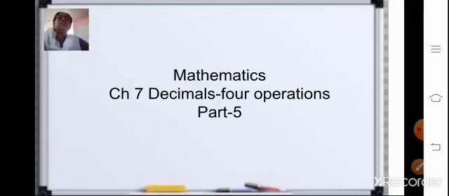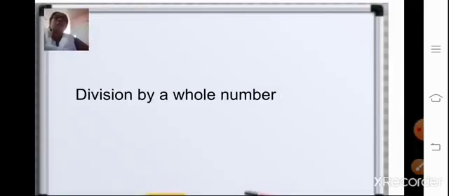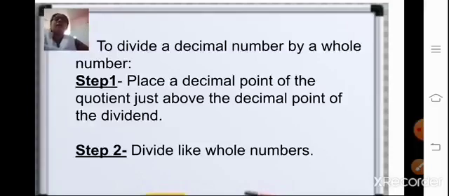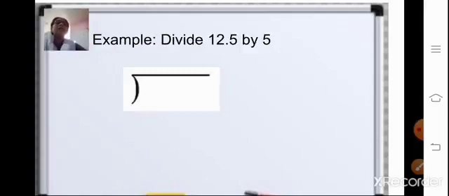Now, in the last class, children, we have already studied multiplication of decimal numbers. So today let us continue with part 5 of chapter 7 and study division of a decimal number by a whole number. To divide a decimal number by a whole number, follow these two steps. Place the decimal point of the quotient just above the decimal point of the dividend. And the second step is to divide like whole numbers, the same way we usually carry out our division. Now, let us start with an example.